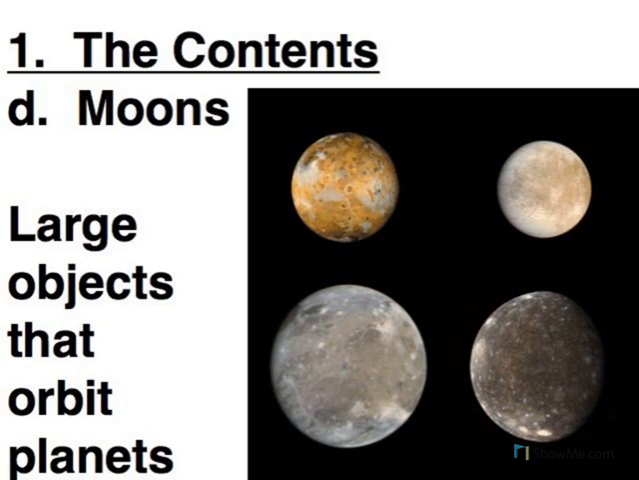Now the moons orbit around planets, and the definition I've given here is large objects that orbit planets. Large is again relative. These 4 moons that you see here are the largest moons of Jupiter, and the largest one here, Ganymede, is actually bigger than the planet Mercury. But it's considered a moon because it orbits Jupiter. It does not orbit the Sun. It's carried around the Sun as Jupiter orbits, but the center of Ganymede's orbit is a planet, and so it is considered a moon.